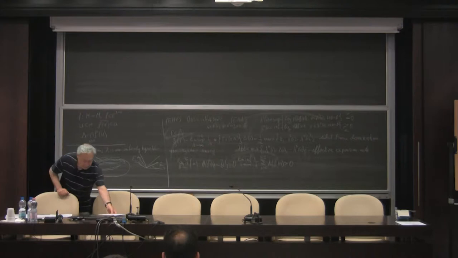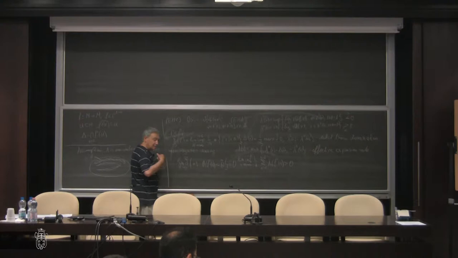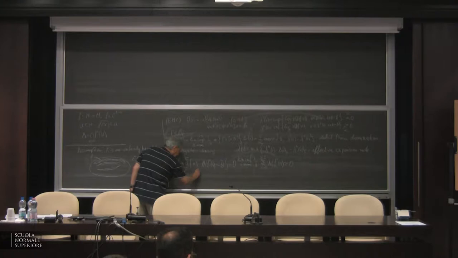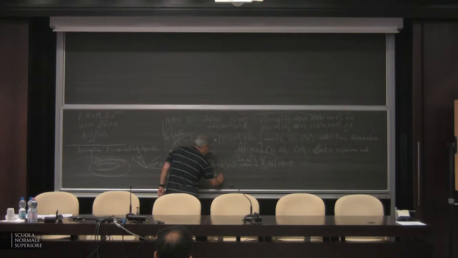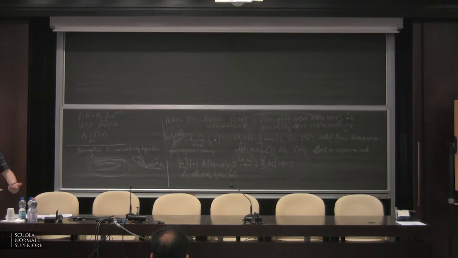So when I have the two conditions, EH1 and EH2, I say that F is effectively hyperbolic. And this is EH, effectively. So it's a new notion of hyperbolicity, which is called effective hyperbolicity. And it's defined in this way. And it's designed for the situation where there are no invariant measures.